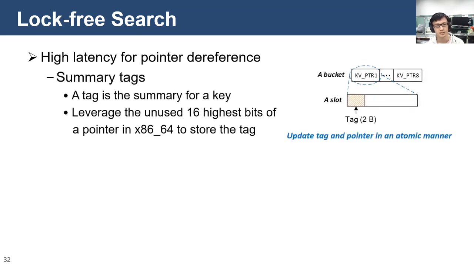For pointer dereference overheads, we leverage summary tags to avoid unnecessary reads for 4 keys. A tag is the summary for a key. For example, the tag can be the leading 2 bytes of the hash value. To guarantee the consistency for the tag and the pointer, we leverage the unused 16 highest bits of a pointer to store the tag. Hence, the tag and the pointer can be updated by an 8-byte atomic write.